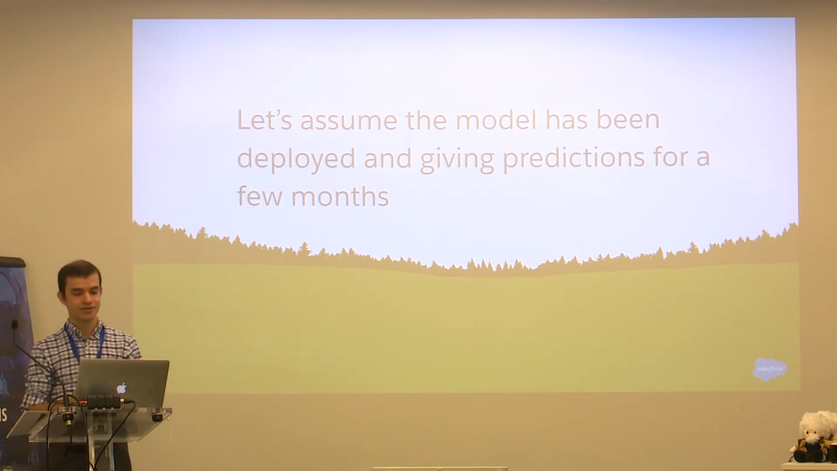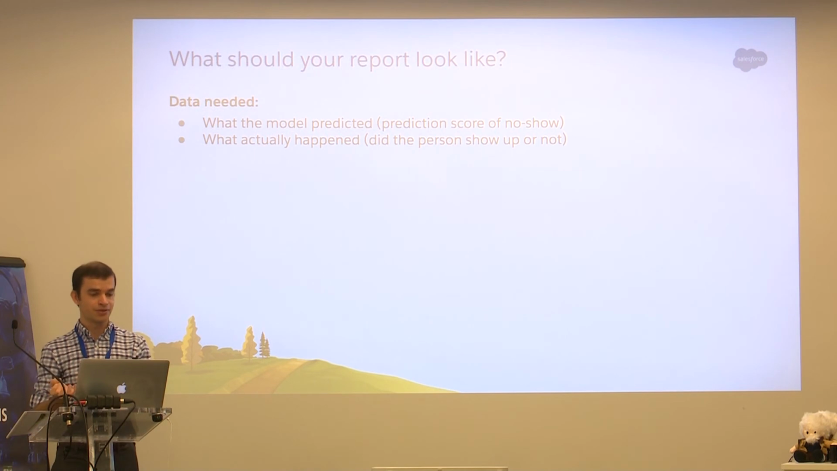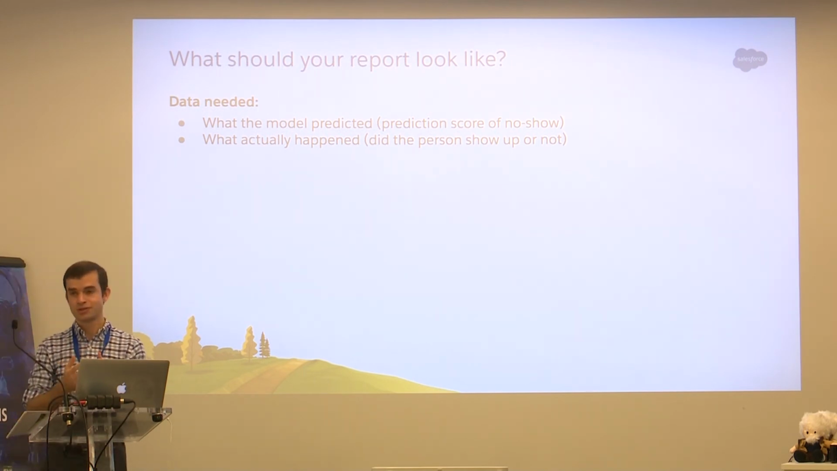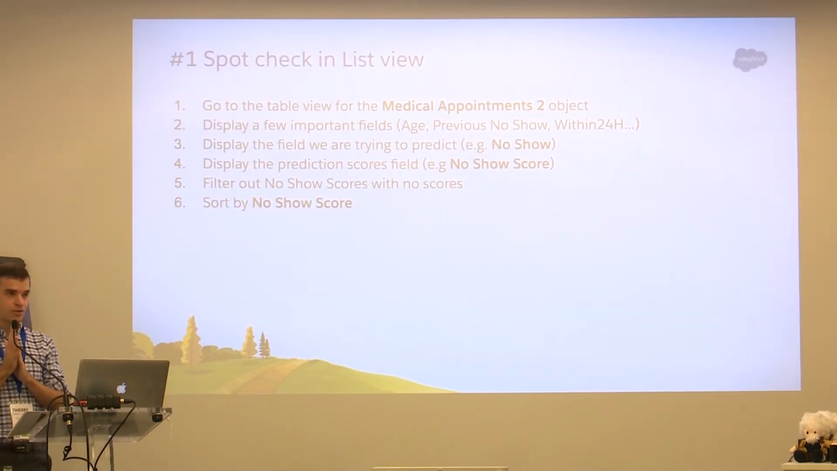So you actually have information about which ones you predicted actually showed up and which ones did not show up. That's when it starts becoming really interesting, because that's when you'll be able to say whether it's actually working or not. Here, what you need to do is compare your predictions to reality. So the data you need is what the model predicted, the no-show score, and what actually happened. I think we have time to do a few of these. You can follow the instructions on the screen.